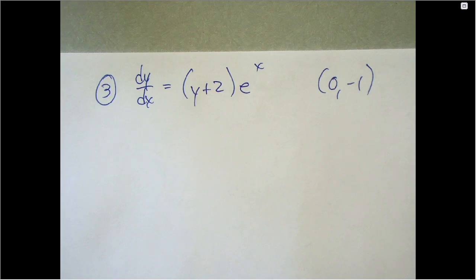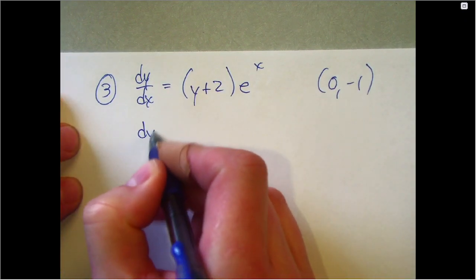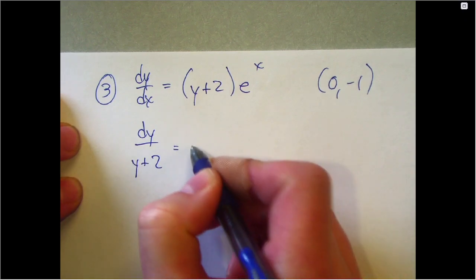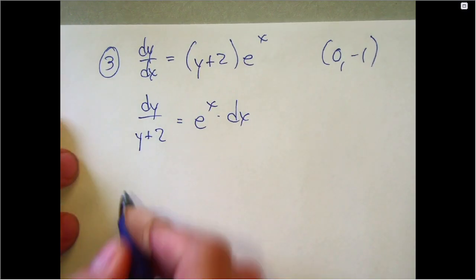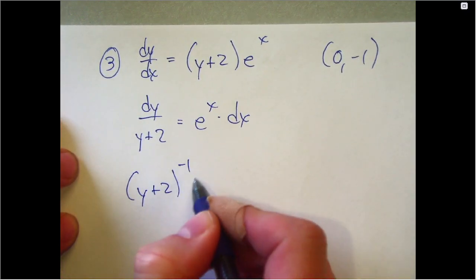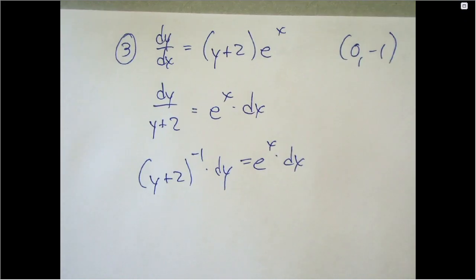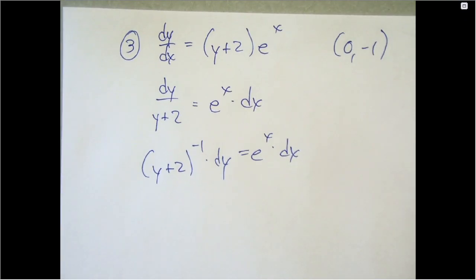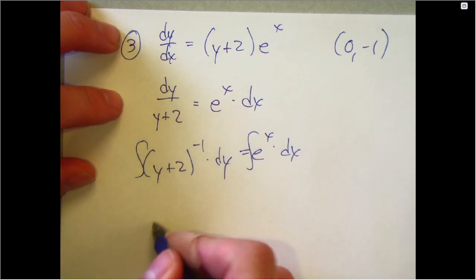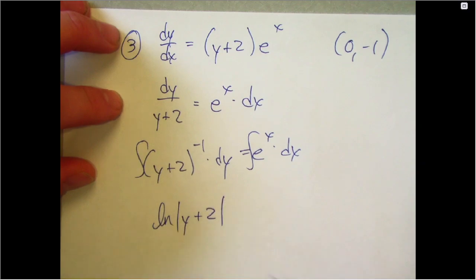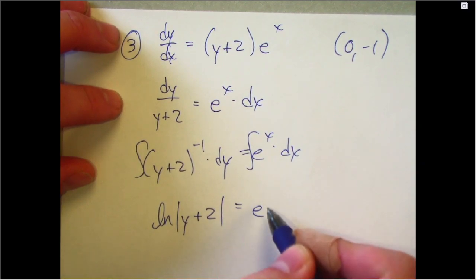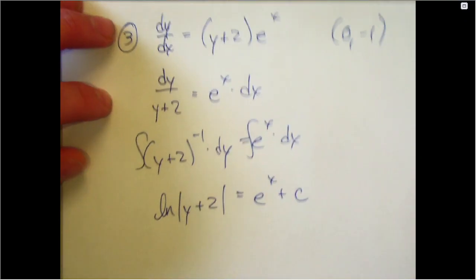So I'm going to divide by y plus 2, multiply by the dx, and I'll end up like that. And then I'd probably just bring the y plus 2 up, because that's more the form we're used to seeing it. Now I integrate, right? That's the natural log of the absolute value of y plus 2. That's e to the x plus c.